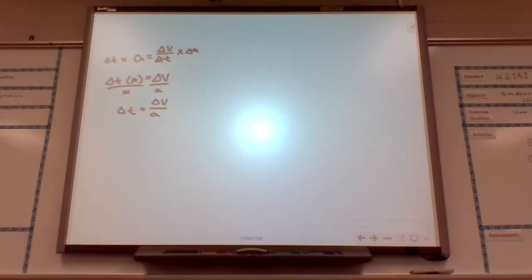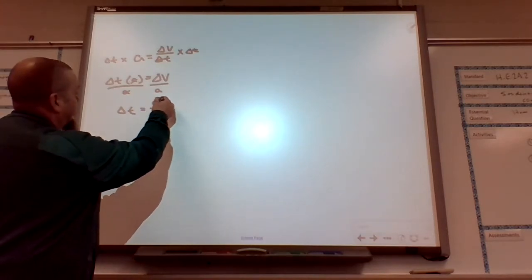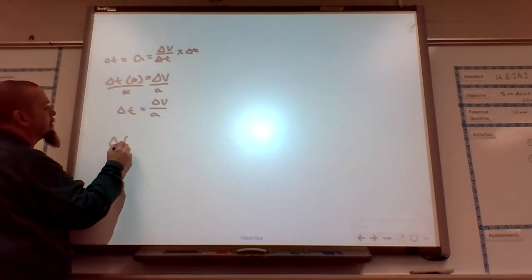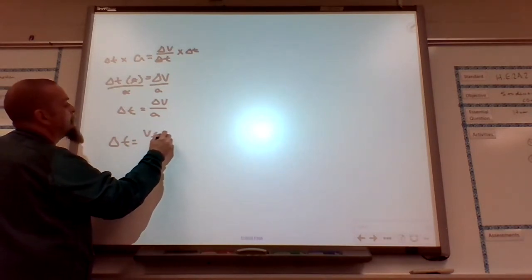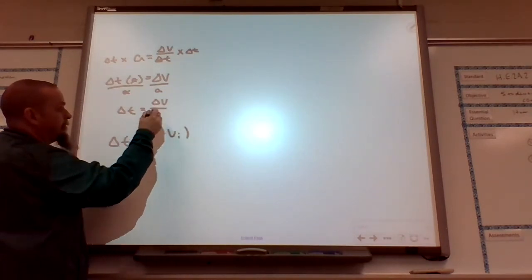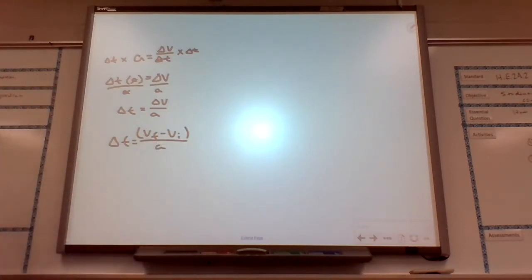The next thing we want to do is substitute the equation for delta V in the place of delta V. So delta T equals VF minus VI, the equation for delta V, over A. That is, again, just rearranging the basic acceleration equation and then replacing delta V with its expression, VF minus VI. Now we're going to go back to one of the early kinematic equations that I taught you.